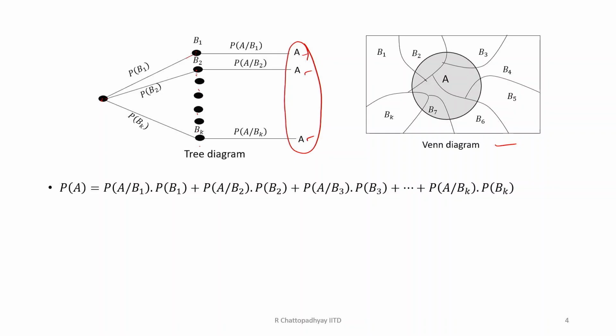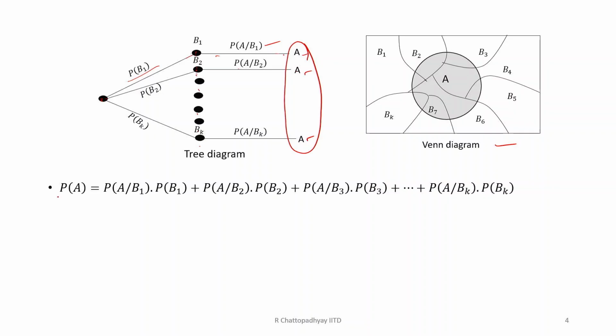Between the source and the B1 node, I write the probability P(B1). This is just a kind of representation. And when it comes here, we write P(A by B1), that is, P(A given B1 has occurred). Next one is P(A by B2), because this is node B2, so the probability of A given that the B2 event has occurred. Like that we represent it, and both ways of representation can make the understanding simple and easier.